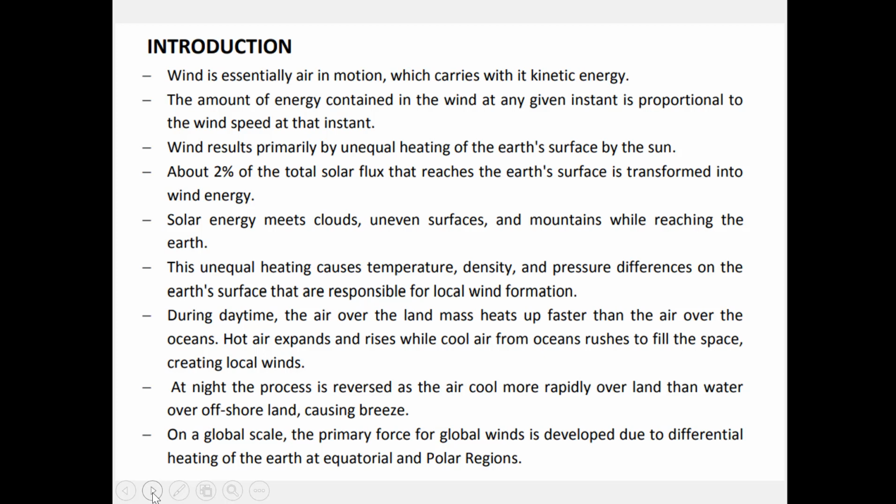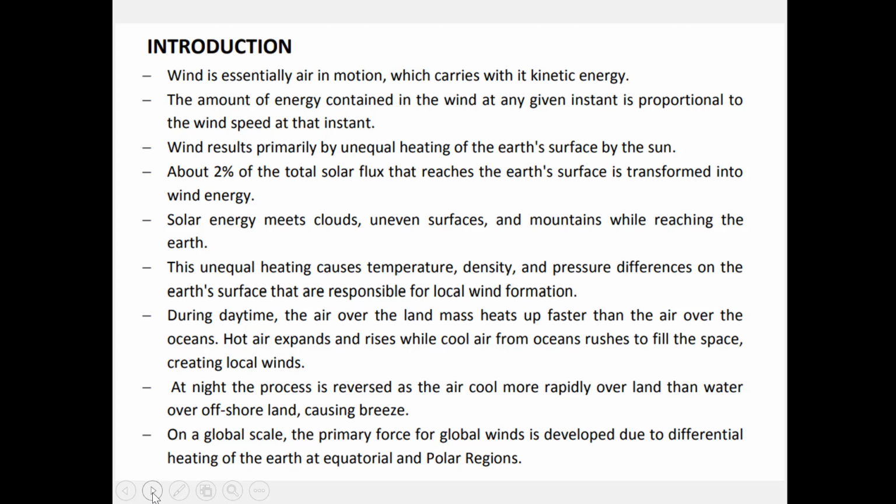Wind results primarily from unequal heating of the earth's surface by the sun. About 2% of the total solar flux that reaches the Earth's surface is transferred into wind energy. Solar energy meets clouds, uneven surface, and mountains while reaching the Earth. This unequal heating causes temperature, density, and pressure differences on the Earth's surface that are responsible for local wind formation.